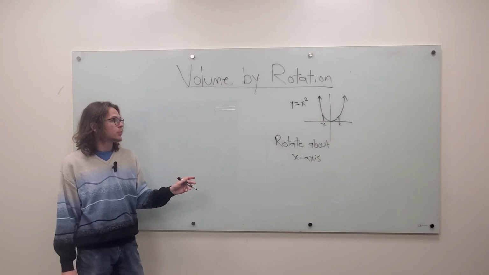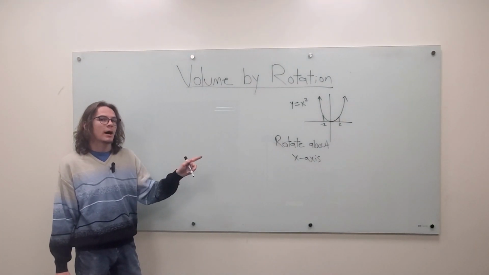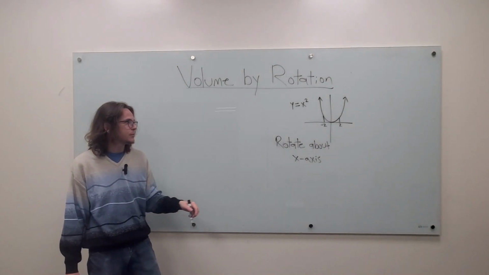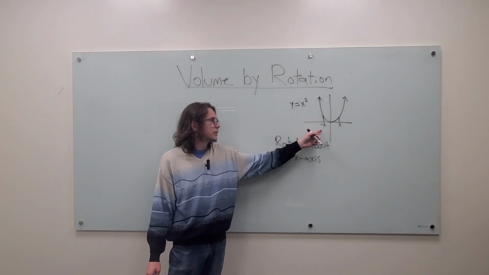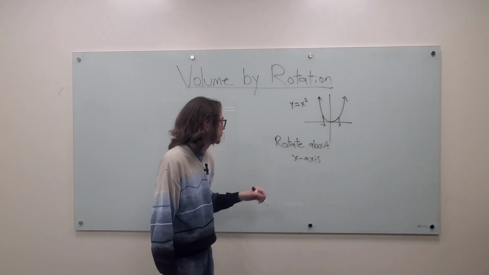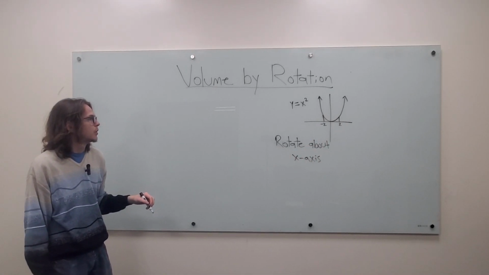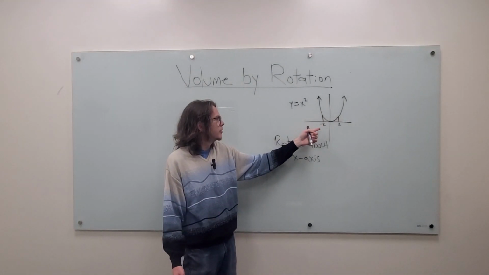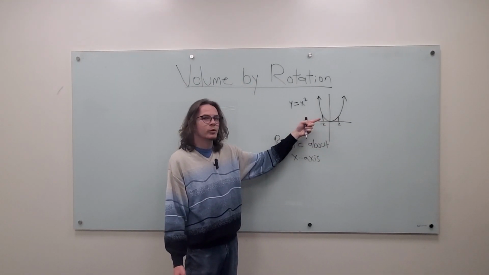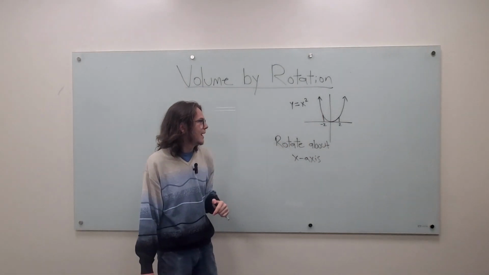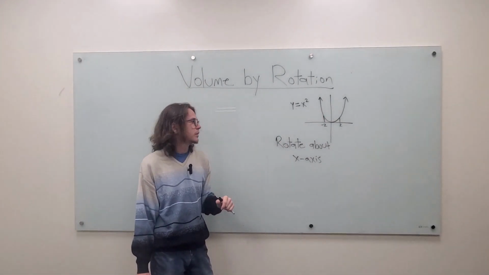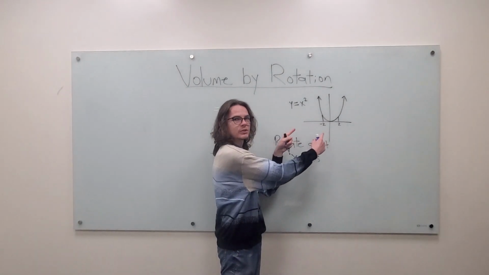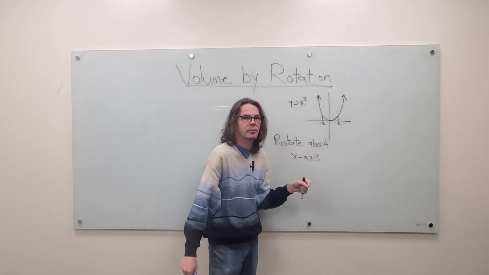For our first practice problem, we want to take the function y equals x squared, and we want to rotate it about the x-axis, from x equals -2 to x equals +2. If we revolve it about the x-axis, it's sort of going to look like an hourglass shape. It's going to be wide towards the ends, and it's going to get skinnier in the middle.